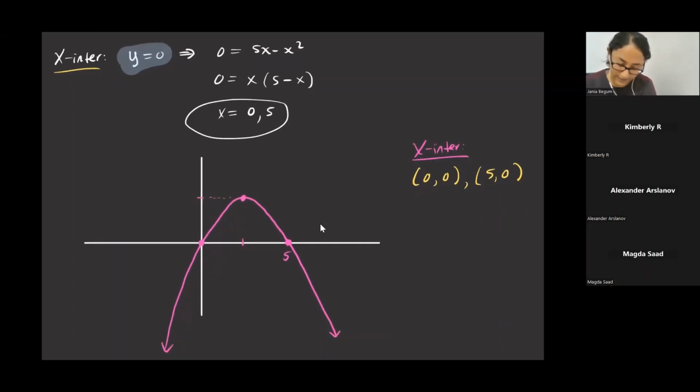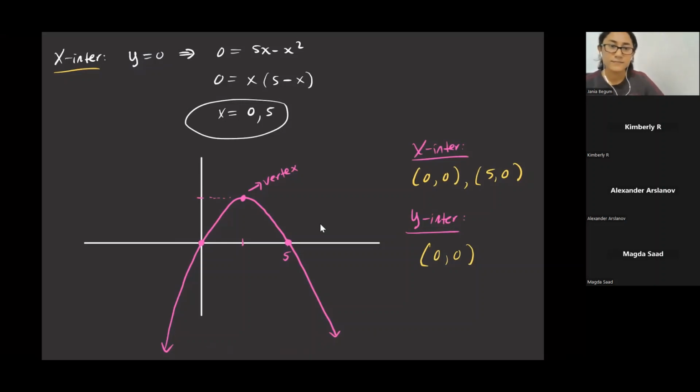And then what about the y-intercept? Is it the highest point? No, that's the vertex. This right here is the vertex. The y-intercept is this one, because that's where the graph crosses the y-axis. So the y-intercept is again 0, 0. That same point, the origin, happens to be both the x- and the y-intercept. Let me know if that makes sense.